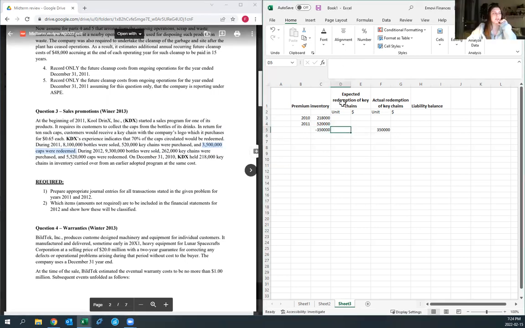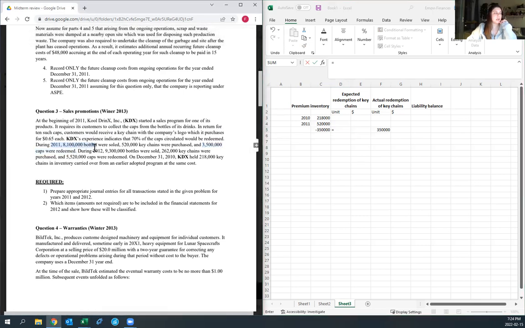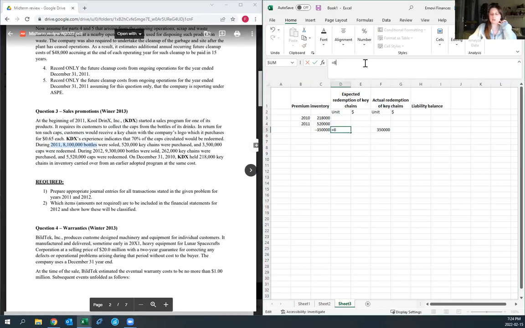And we're going to use the same logic here to find the number of expected redemptions, because we're going to start from the number of caps that were circulated. So the 8.1 million, that was the number of caps circulating, divided by 10 is the number of keychains that amount of caps could be redeemed for. And they think that 70% of that amount would be redeemed, so times 70%. So it's 567 units that they think they're going to get redeemed.